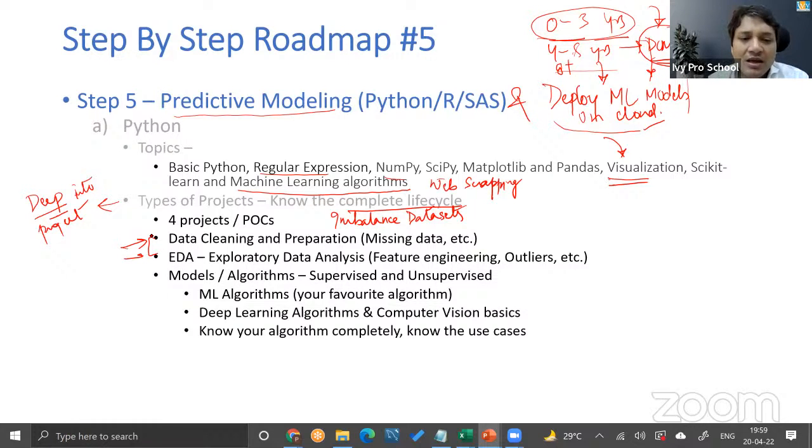Try to do at least one of them. Know your algorithm completely. I can't re-emphasize, reiterate this point enough. Know different use cases, applications of those machine learning algorithms. Not just one use case, but multiple use cases. And the expectation of you knowing multiple use cases would increase with the amount of years of experience that you have.